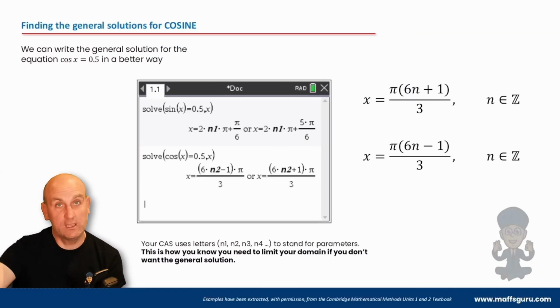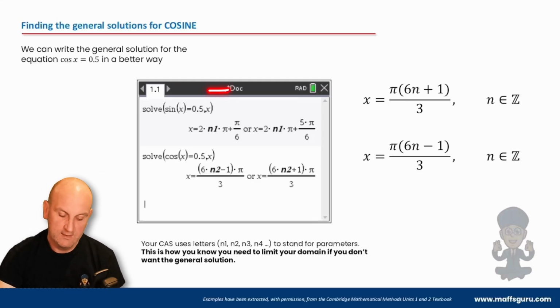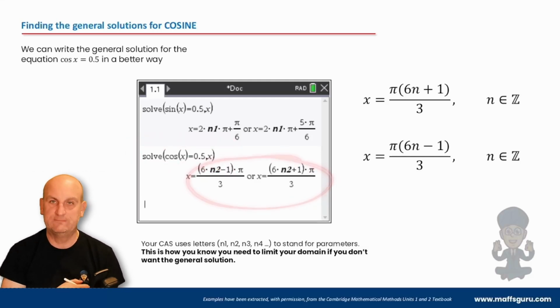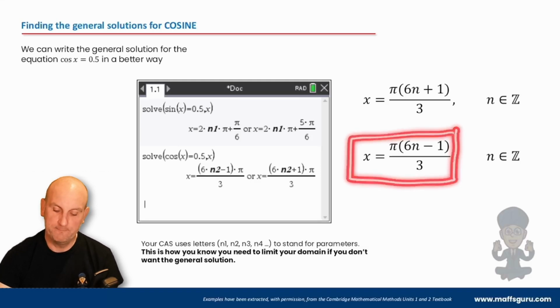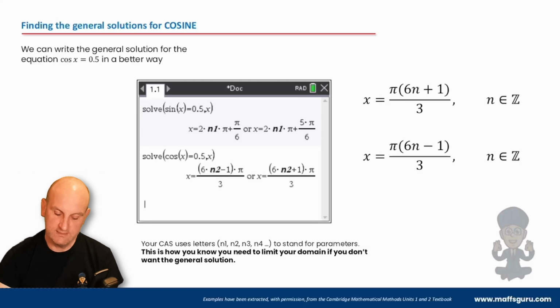Now, what I want to do now is go back and compare that with what we had at the start. Remember that very first screen where I'd put it in, I'd gone, solve the sine of x equals 0.5, and solve cosine of x equals 0.5. I now want to show you what your calculator spat out. Why? Because take out the n2 and just make it n. We've got 6n minus 1 pi on 3. Oh my goodness gracious me. 6n minus 1 times pi on 3. That and that are the same. And that are the same.